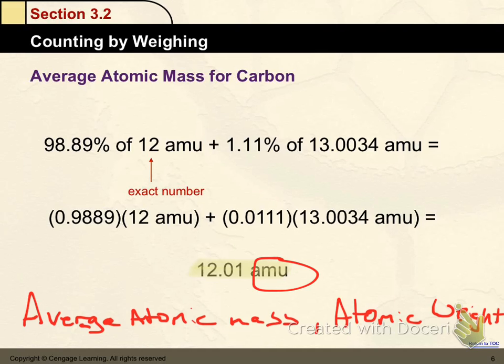AMU is kind of goofy. You know, gram's easy. We know what a gram is. It's about a paperclip. Okay. Well, what the heck's an AMU? Well, it's defined as this. You ready? 1/12 the mass of a carbon-12 atom. So essentially, it's the size of a proton. So 1 AMU equals 1 proton. Just keep that in the back of your mind.